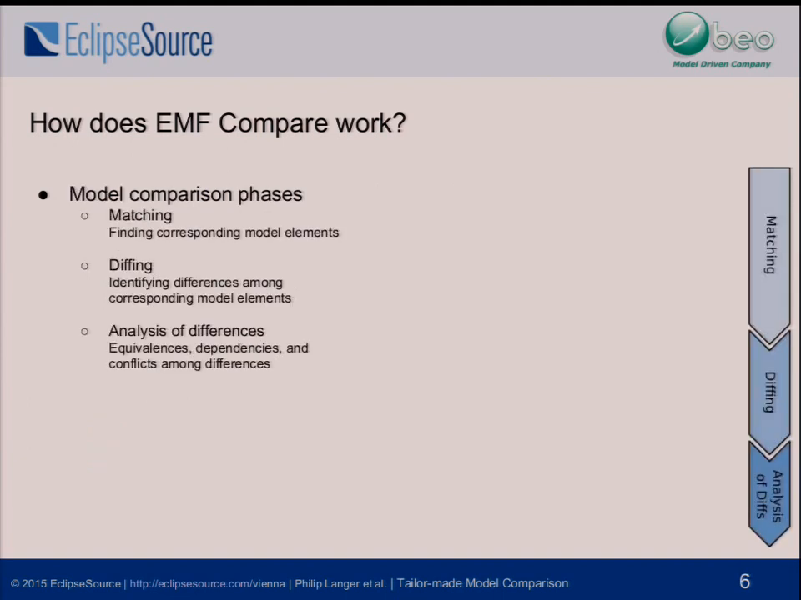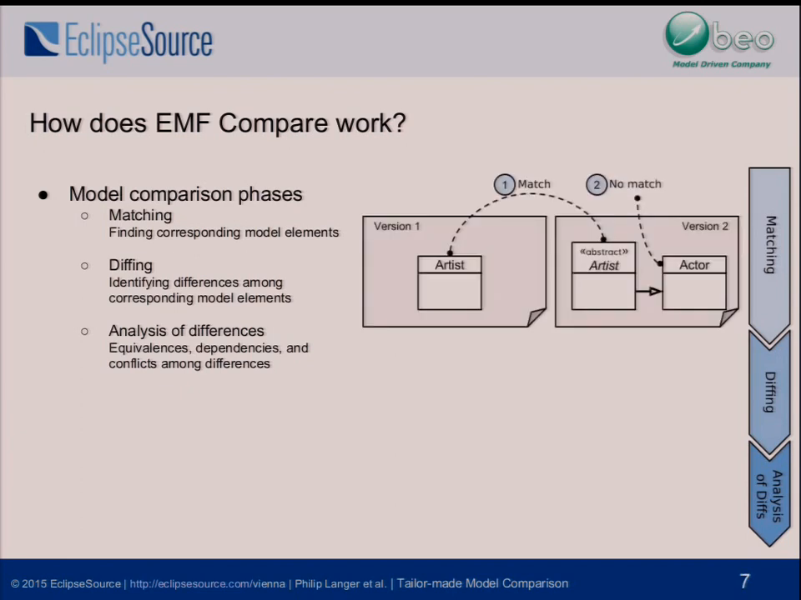And the process of how EMF Compare obtains differences consists of three phases. In the first phase, called the matching phase, then there is the diffing phase and the analysis of differences. The goals of these phases are quite easy to understand, so the concepts behind that. So consider this small example.